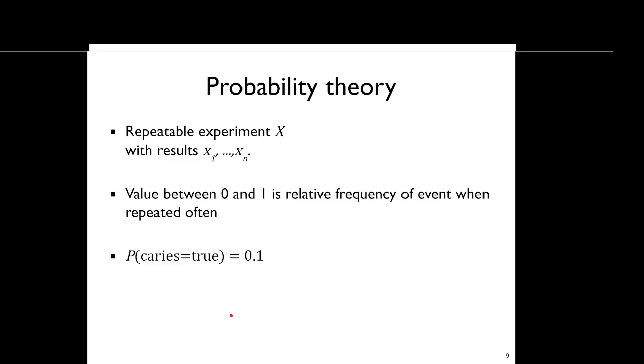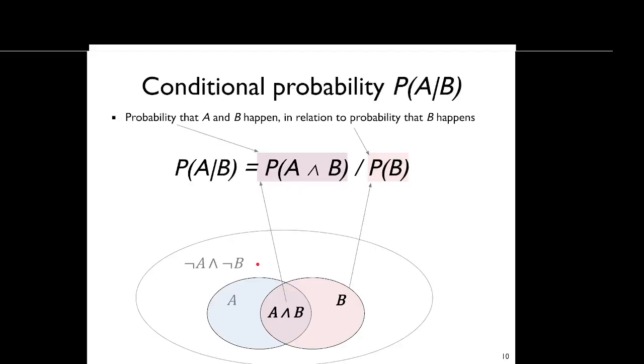So in probability theory, we have experiments with results x1 to xn, and we have relative frequencies of these events when they're repeated often that vary between 0 and 1. So for example, the likelihood that we have caries in our teeth could be 10%. The conditional probability states that we find A and B to be true in relation to the probability that B happens.